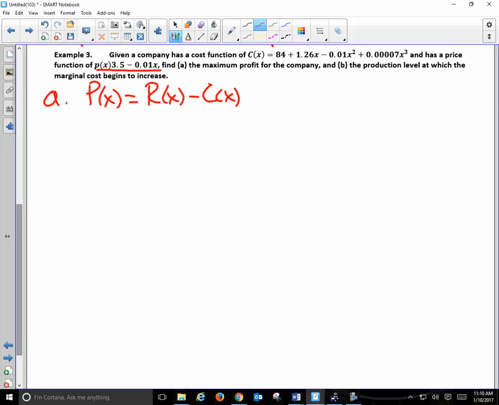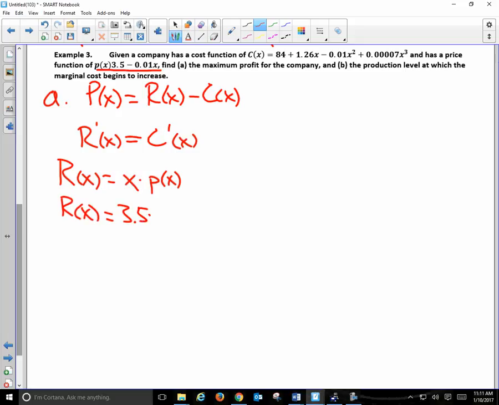Well, maximum profit occurs when R prime of X is equal to C prime of X. Do you even know what R of X is yet? Your formula says that to find R of X, we take X and multiply by P of X. So the number of units that we produce and sell times the price function. Do I have my price function? Yeah. So revenue is equal to 3.5x minus 0.01x squared.